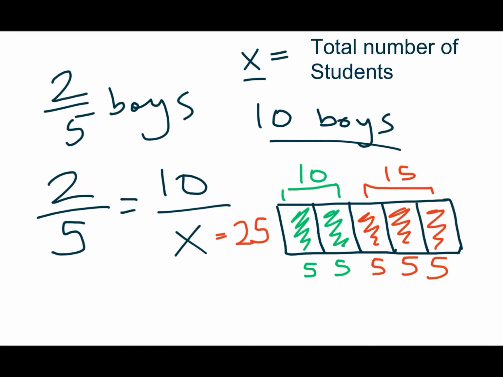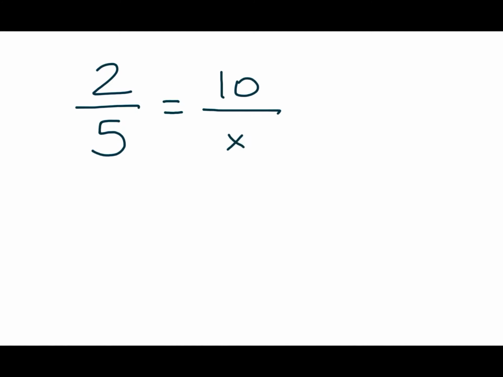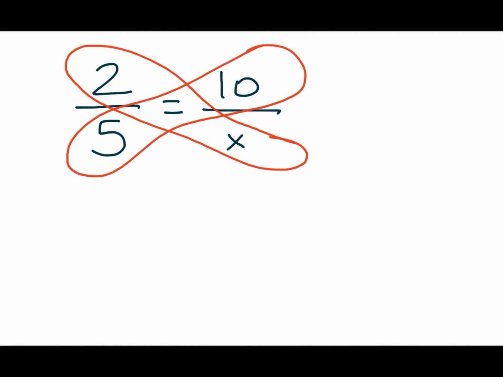Let me show you another way to do that. You can do it the way the book shows, and I'm going to show a different way as well. If we write a proportion, 2 out of 5 is the same as 10 out of x, and we can cross multiply. When we have equivalent fractions and cross multiply, the products are equal. So 5 times 10 is equal to 2 times x.